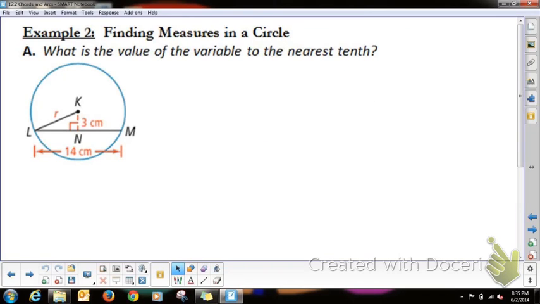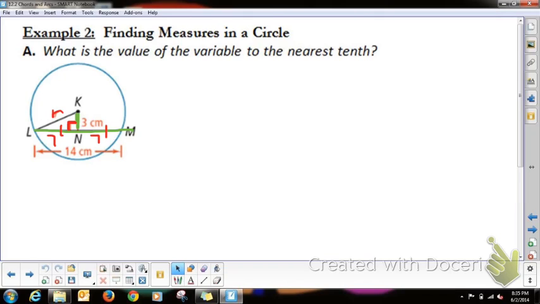What is the value of the variable to the nearest tenth in this picture? Well, because KN is perpendicular to this chord LM, then we know that it bisects it. It cuts it in half. So if all of LM is 14, then that means each piece is 7. It's perpendicular, so it forms a right angle. You don't know R, which is the hypotenuse of that right triangle.